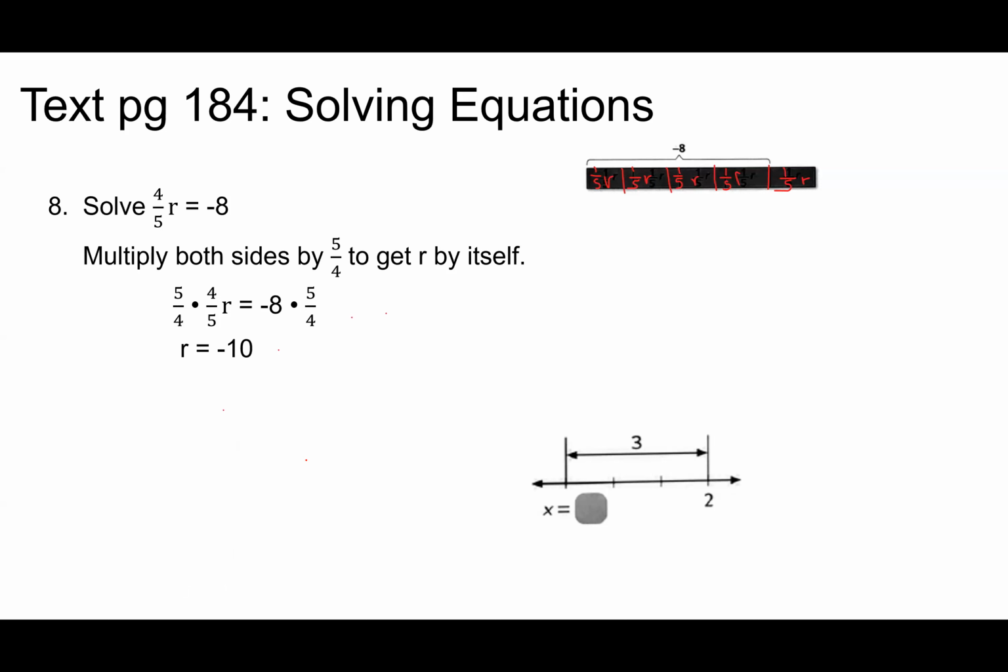All right, go ahead and do number 9. This one is a little bit tougher. You can use whatever method you want. So this time you've got 2 minus x equals 3. You can use the number line, or you can balance the equation, but it's kind of tough to balance the equation on this one. So go ahead, but give it a try.